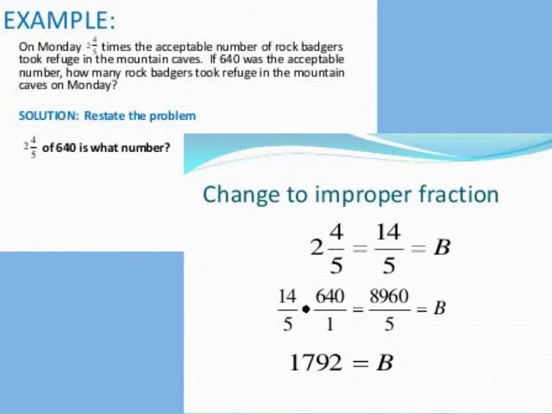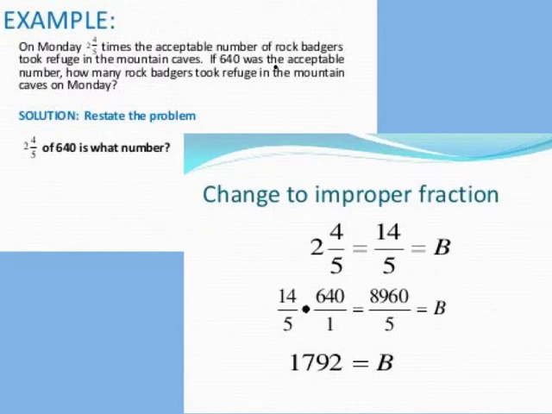Alright, another example. On Monday, 2 4/5 times the acceptable number of rock badgers took refuge in the mountain caves. If 640 was the acceptable number, how many rock badgers took refuge in the mountain caves on Monday? We know that 2 4/5 times the acceptable number, and 640 is the acceptable number, so I'm looking for how many in all. In this case, these two things don't really stand for the same thing. We've got to find a total here. So we're going to restate this problem: 2 4/5 of 640 is what?